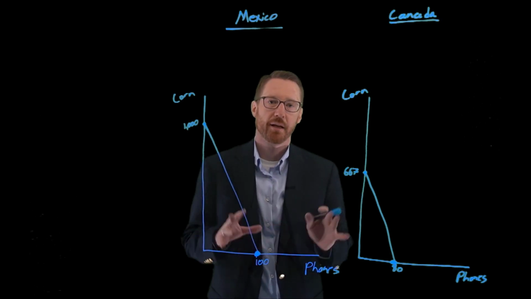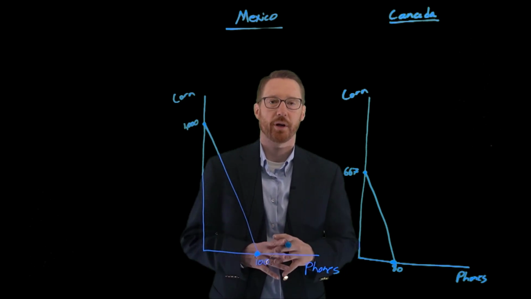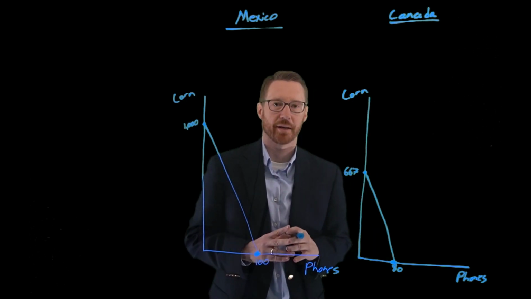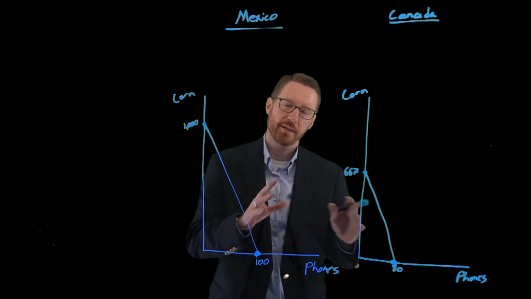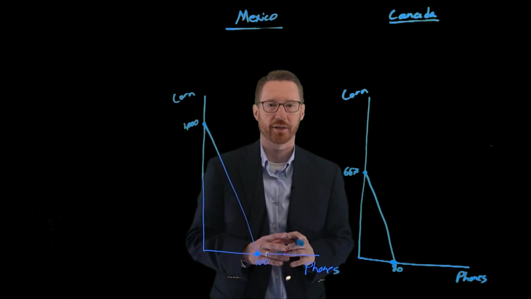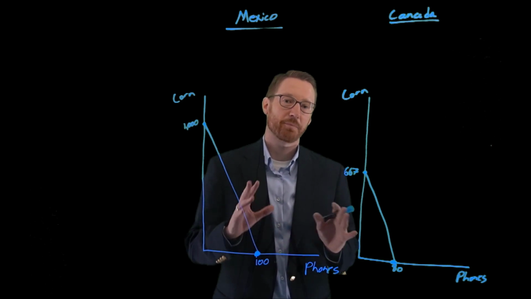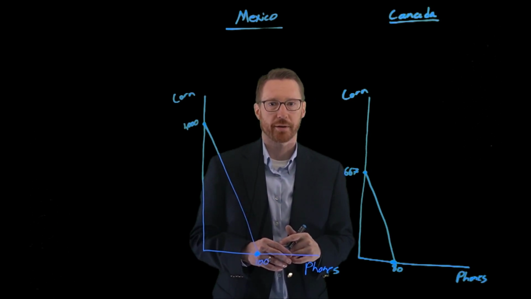Welcome back. In another video, we gathered our data and set up our production possibility frontiers for Mexico and Canada, who can produce corn or phones. In a different video, we also found who has the comparative advantage in each item. Now, we need to let them specialize in production and trade back with each other.